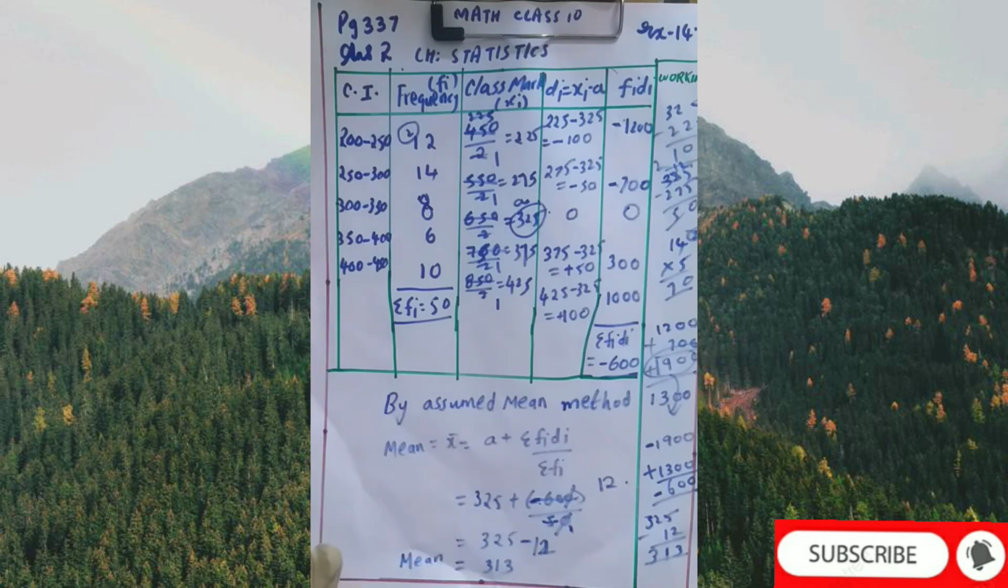In the question, the money was given in terms of rupees. So I should write the unit also in the mean. So the mean here is rupees 313. So this completes my answer.